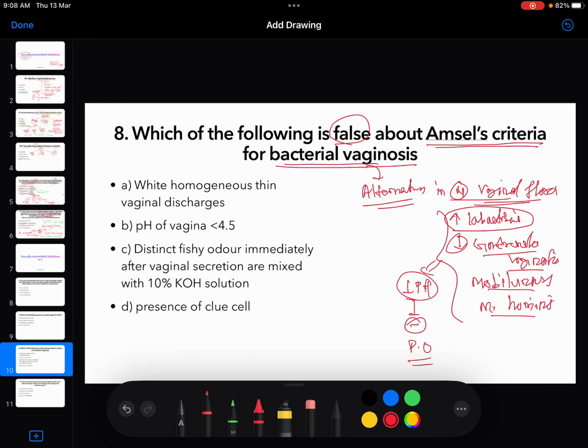In bacterial vaginosis, what happened? There is alteration in the normal vaginal flora. Here, what are the altered? That is, the lactobacillus concentration decreases, and there is increase of the pathogenic organisms like Gardnerella vaginalis, Mobiluncus, and Mycoplasma hominis. So, in the alteration, there is increase in the pathogenic organisms which causes the disease. This is called bacterial vaginosis.